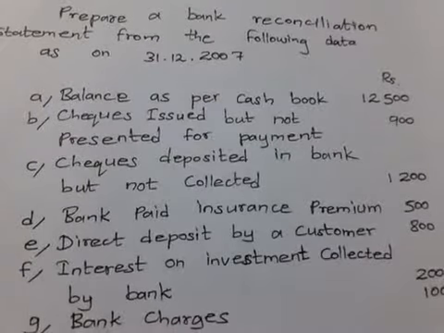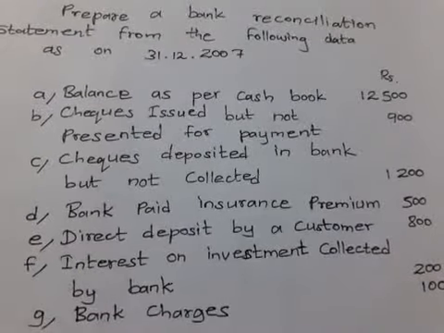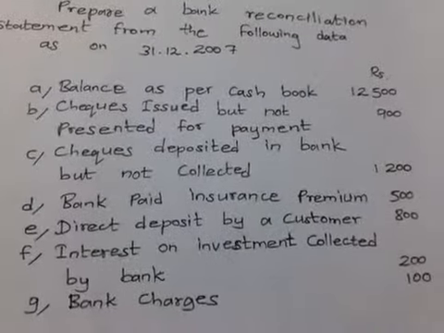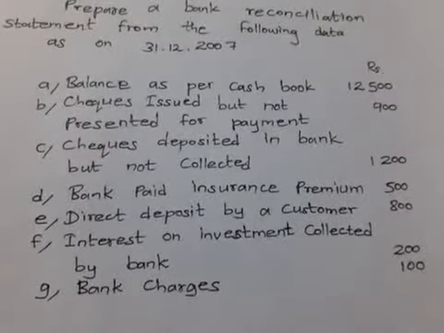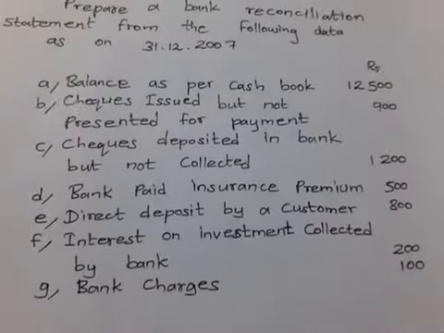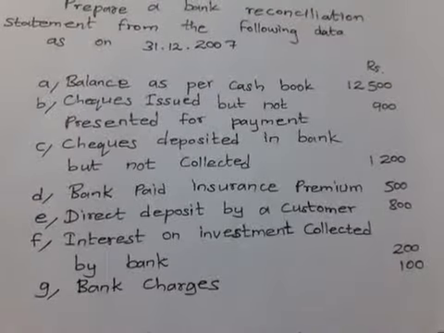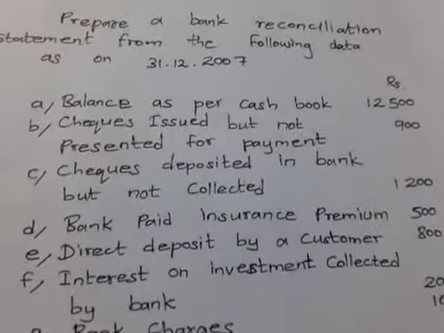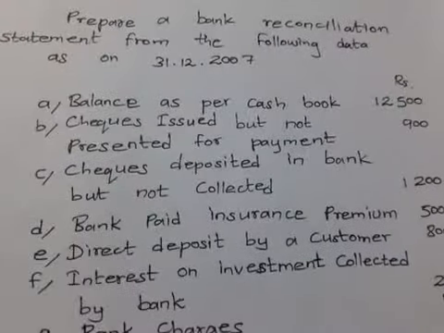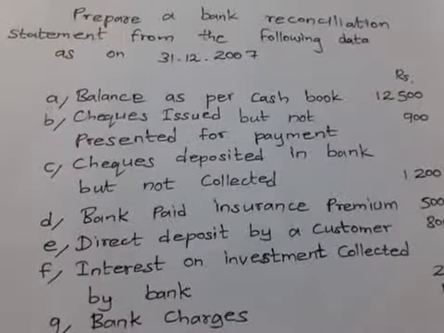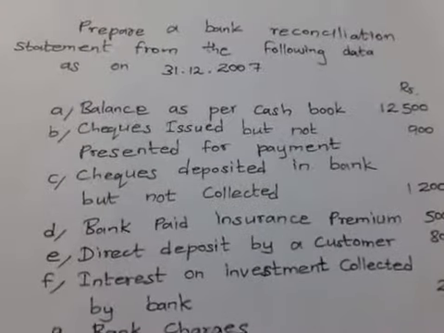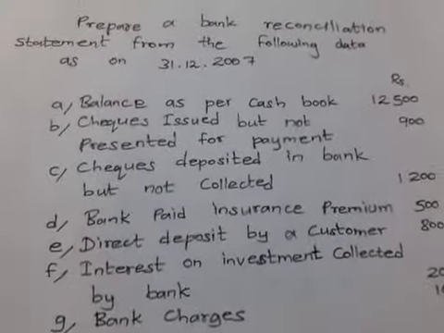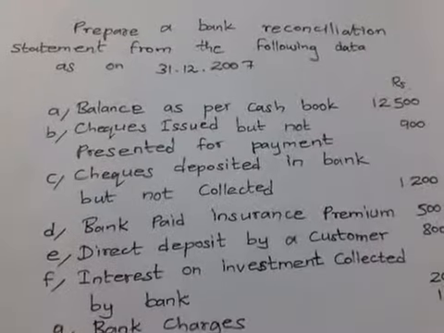In the illustration, they may give the balance as per Cashbook. So at that time we have to find out the passbook balance. If they have given the passbook balance, then we have to find out the Cashbook balance at that particular date. So in this illustration, they have given the balance as per Cashbook, so we have to find out the passbook balance as on 31st/12/2007.